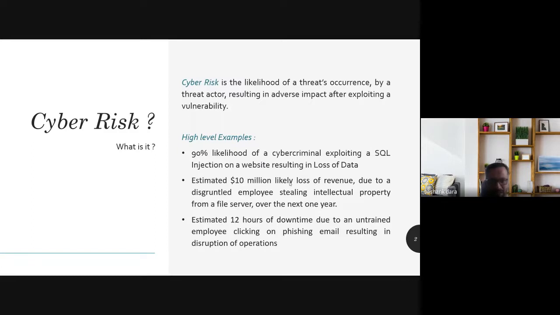Okay, so cyber risk is the likelihood of a threat's occurrence by a threat actor, resulting in adverse impact after exploiting a vulnerability. Now, it's a pretty loaded definition, so don't worry about the technical terms in that. Like, there's a threat, there's a threat actor, there is impact, there's vulnerability. Just don't worry about those definitions yet. I'll take ample time to explain in simple terms what these definitions are.